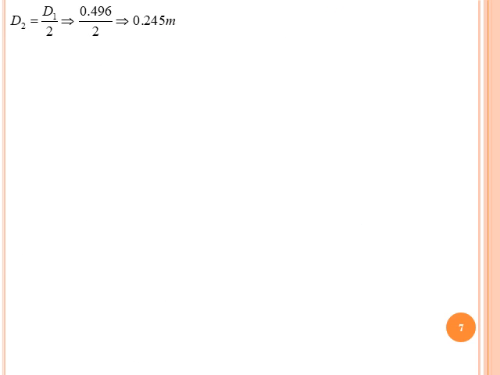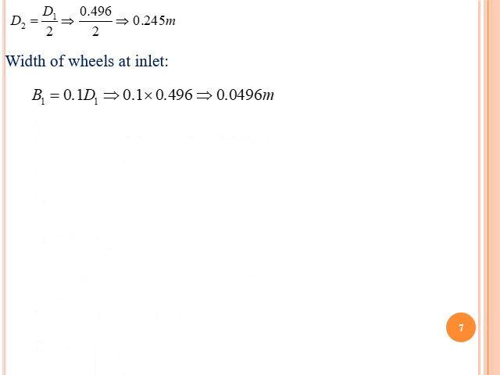Now the d2, the inner diameter, is calculated by the ratio d1 by d2 is equal to 2. With respect to that ratio, the diameter at exit is equal to 0.245 meter. Next, the width of the wheel at inlet. If you know the diameter of the runner at inlet, then we can easily find the width of the wheel by using the width ratio, that is b1 is equal to 0.1 d1. Now the diameter is equal to 0.496, so the width of the wheel at inlet is equal to 0.0496 meter.